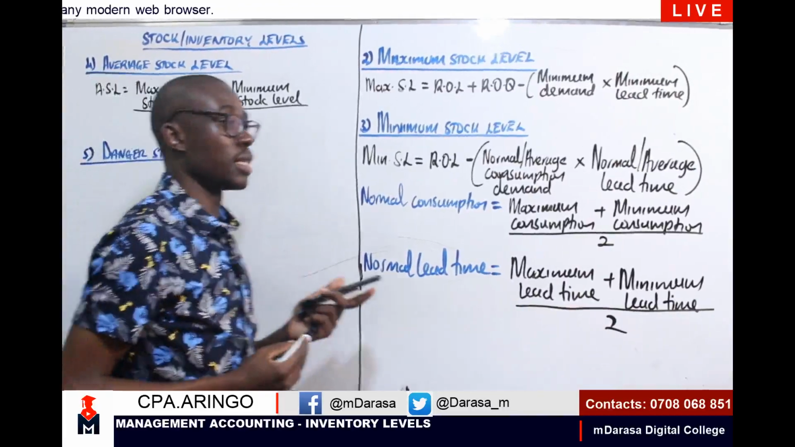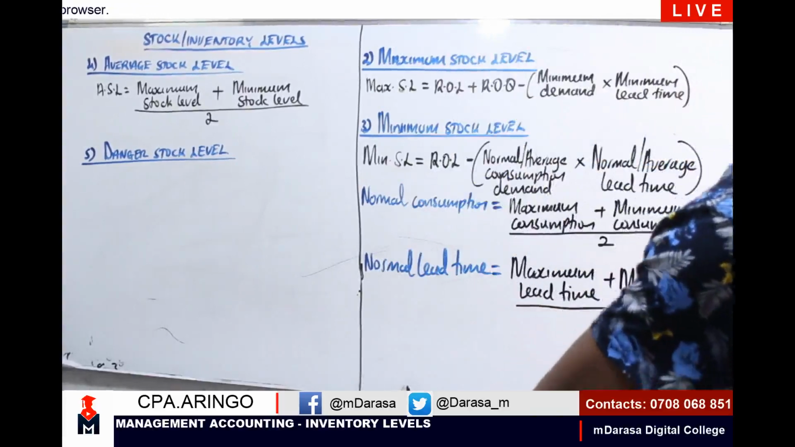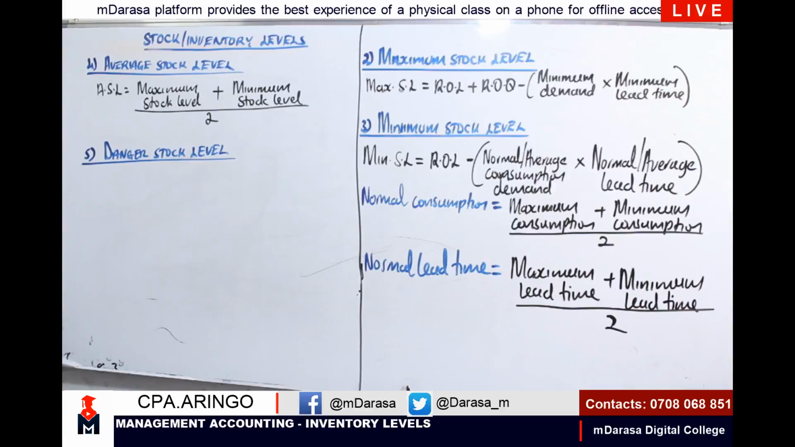Looking at danger stock level, basically we are looking at the level of inventory which should not fall in any case. It is the level below which stocks should not fall in any case. If the danger level approaches, then immediate steps should be taken to replenish the stocks, even if more cost is incurred in arranging the materials.